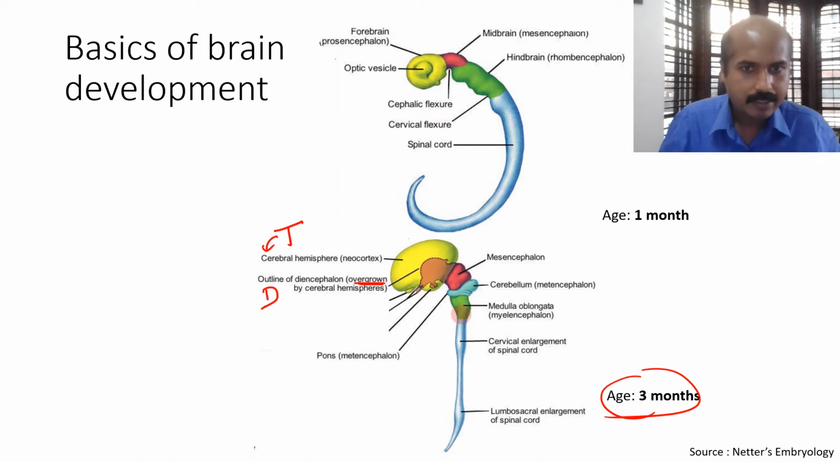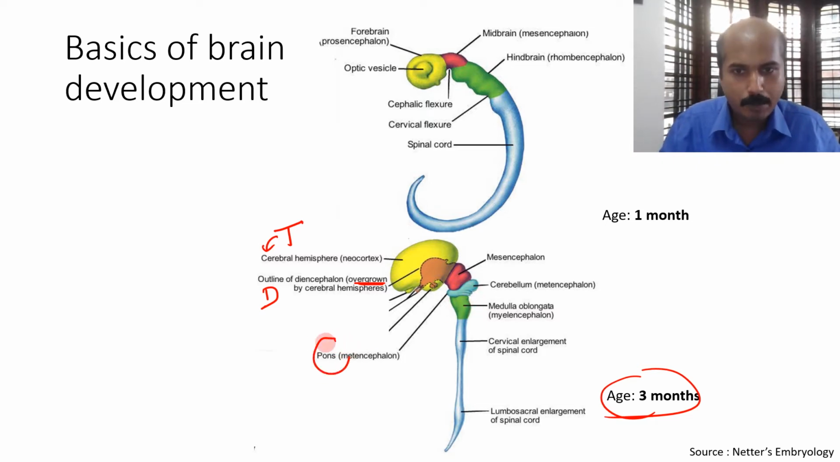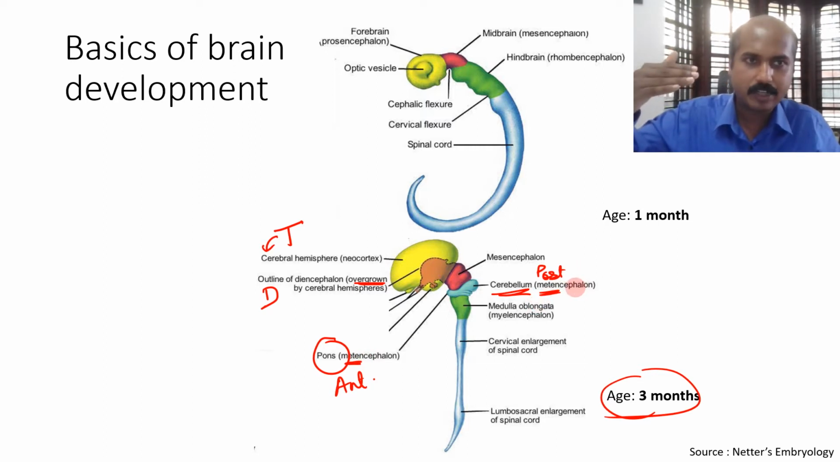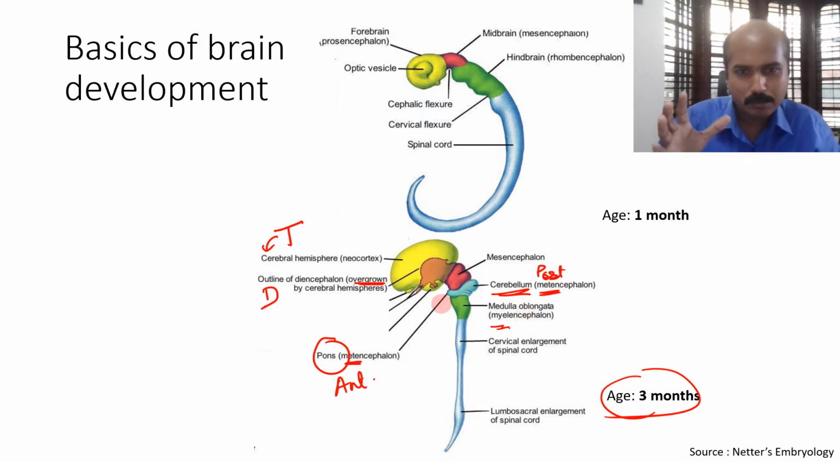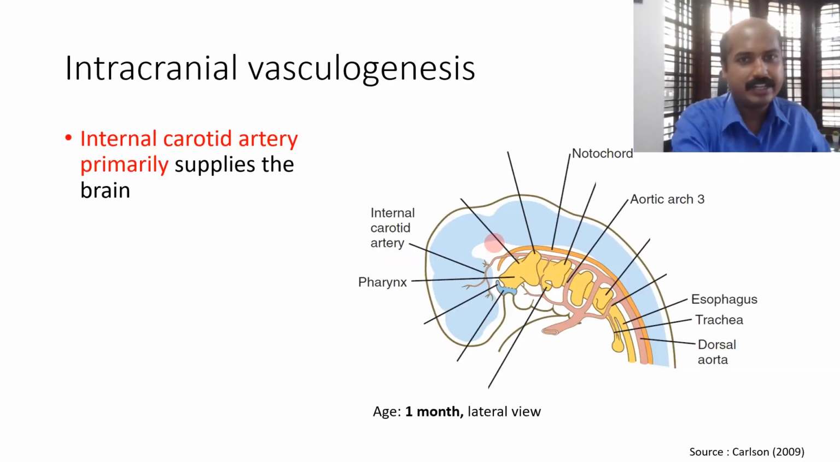The hindbrain develops into a cranial metencephalon and a caudal myelencephalon. The cranial metencephalon will form the pons anteriorly and the cerebellum posteriorly, but both of them are derivatives of the metencephalon. Metencephalon is the cranial part of the rhombencephalon, and myelencephalon is the caudal part of the rhombencephalon. I know that many of you may get confused with the encephalon part, but I hope you got the rough idea of how the adult brain architecture is arranged. With that understanding, we'll go to the intracranial vasculogenesis.